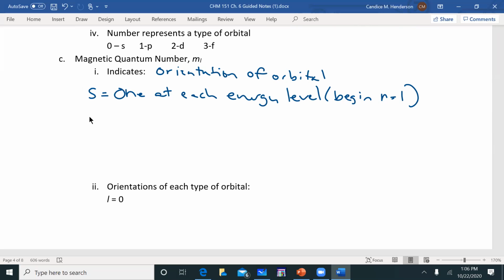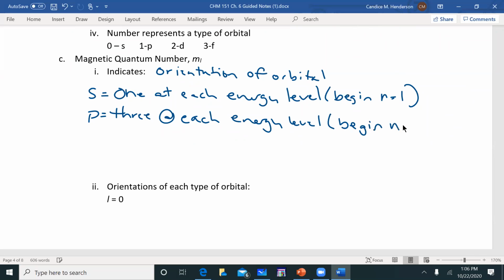Now, if I look at P, the P classroom, that's the dumbbell classroom, it has 3 options, or 3 orientations at each energy level. And this begins at n equals 2. So on the first floor, we don't have a P. The P only gets to start at the 2nd floor.